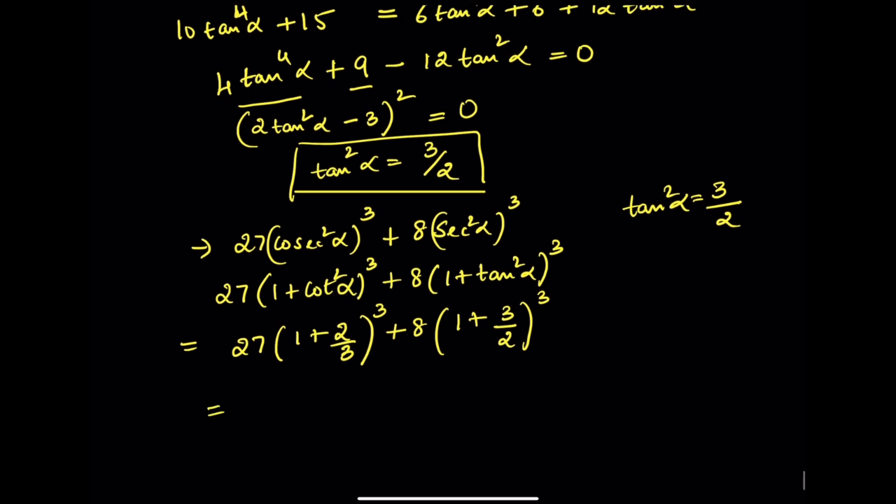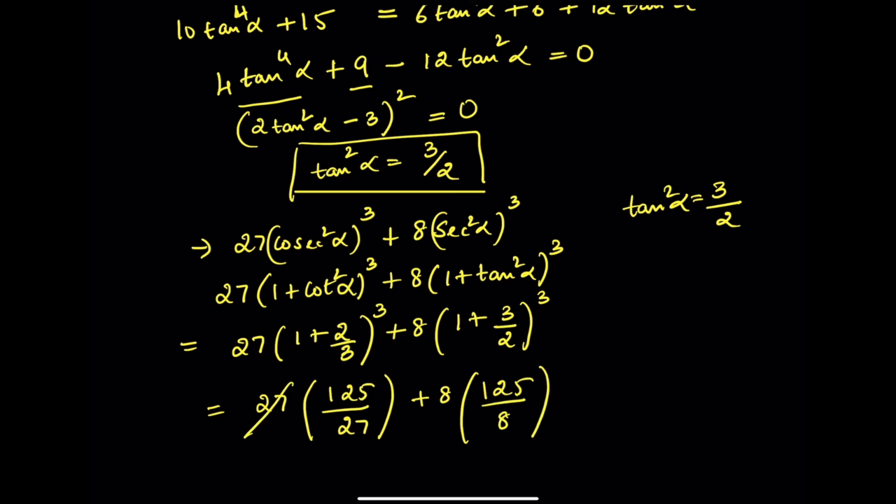Now let's solve this. We would get 27 times 125 divided by 27 plus 8 times 125 by 8. So if we solve this, we would get 125 plus 125 and the value is 250. So this is how we can solve the equation by applying trigonometric identities.